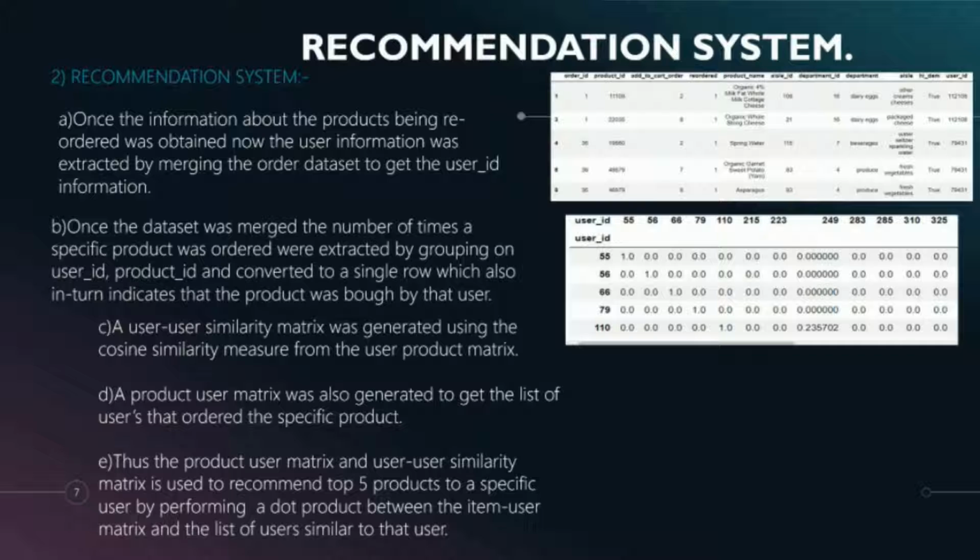A user-user similarity matrix was generated using the cosine similarity measure from the user product matrix. A product user matrix was also generated to get the list of users that ordered these specific items. Thus, the item user matrix and user similarity matrix are used to recommend the top 5 products to a specific user by performing a dot product between the item user matrix and a vector which contains the users that are similar to the given user for whom the recommendation is being performed.